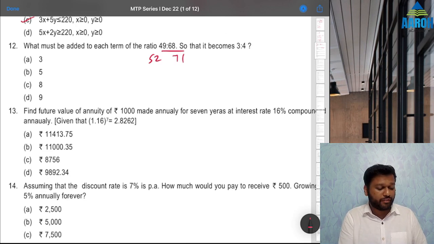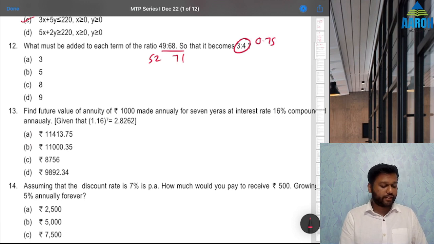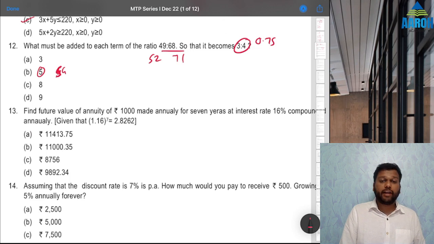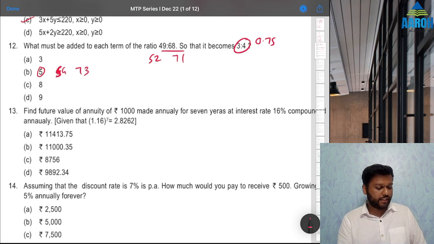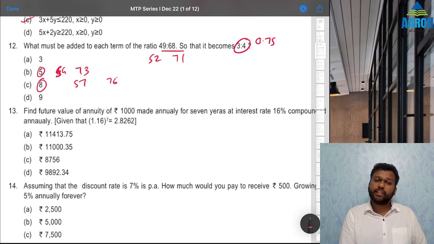That is not going to be 3 by 4. You can check. 3 by 4 is 0.75, right? So just take 52 by 71. That is not 0.75. Next, if we add 5, it will become 54, sorry, and 73. So check 54 by 73, not 0.75. Next, if we add 8, 49 plus 8 is 57, and 68 plus 8 is 76. So 57 by 76, that is 0.75. Option C is the correct answer.